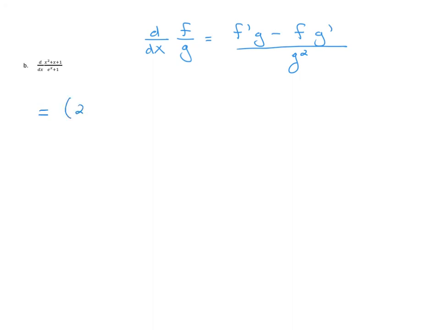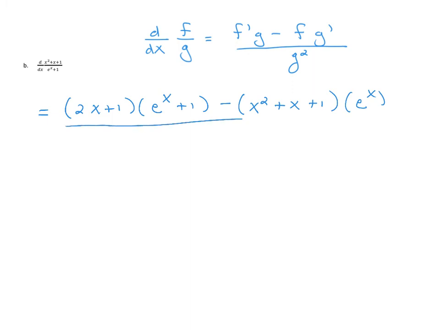and that would be 2x plus 1. And then you multiply by the denominator. And that just means you leave it alone, and you get this thing. Next, you leave the top alone, which is x squared plus x plus 1, but now you multiply by the derivative of the denominator, which is e to the x. And this whole thing is divided by the denominator squared, which is (e to the x plus 1) squared.